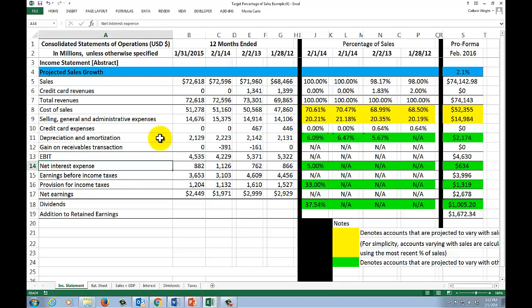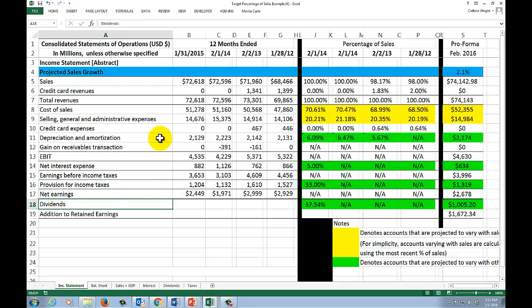Net interest expense, I do not believe will vary proportional with sales. I believe that will vary more with our debt and our interest levels. Earnings before income taxes is simply a calculation. Provision for income taxes, we're going to try to just apply the right tax rate for that, and then that'll get us to net earnings.